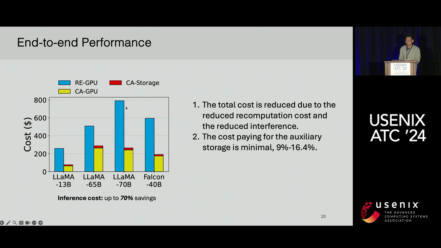We also evaluate the total inference cost of CachedAttention. As we can see, because CachedAttention can use less GPU time to finish the job, it has less cost. And because we use some accelerated storage for storing the KV cache, we also evaluate the storage cost. The storage cost is minimal. It only occupies 9% to 16% of the cost of the whole inference.